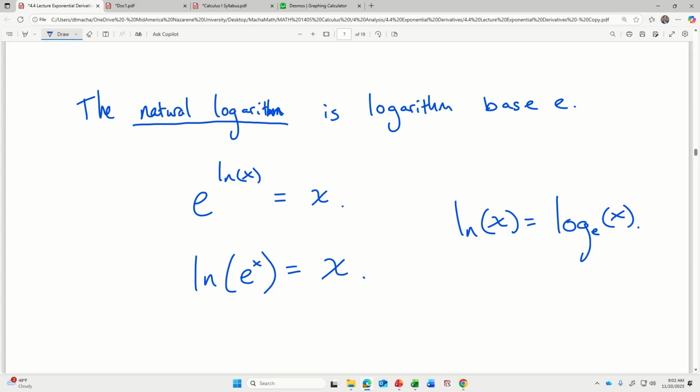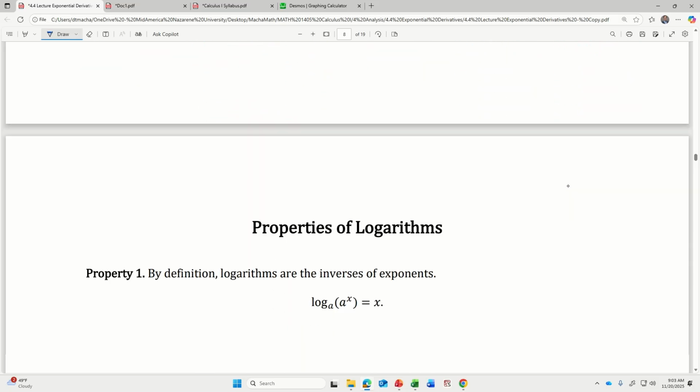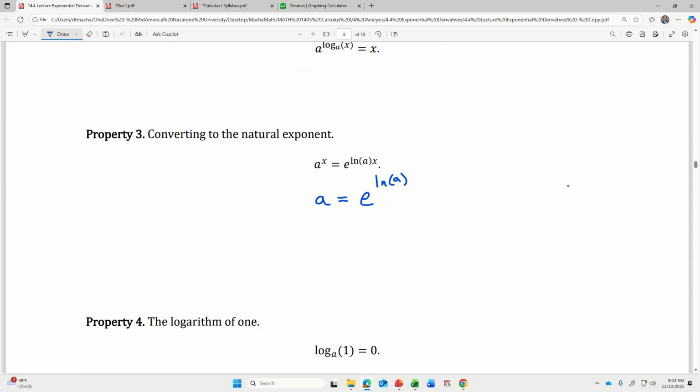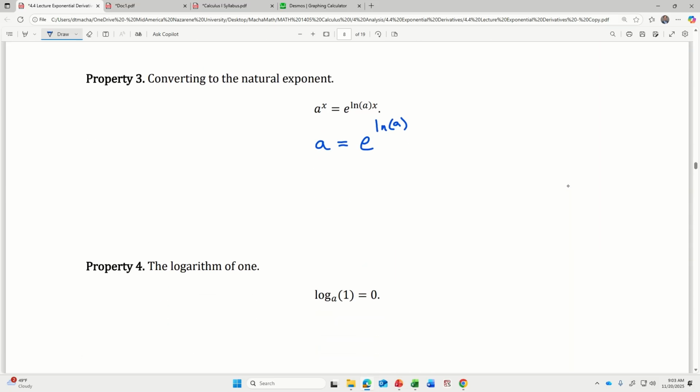Any questions so far? I know I've been talking a little bit fast, but I'm hoping that some of this is just a review of the college algebra essentials. So if I say a is equal to e to the power natural log of a, that's because I'm composing two inverse functions. And so the e and the natural log can cancel each other out, and I just get a.